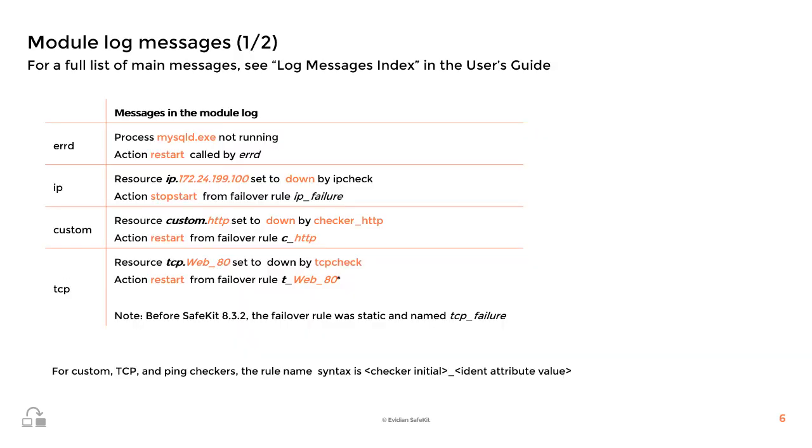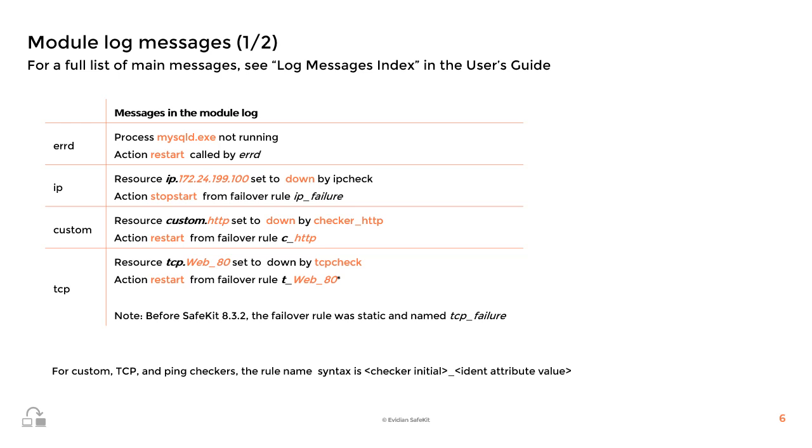Let's consider now some main module log messages. For a full list of messages, please refer to the Log Messages index in the user's guide. In the module log, you will encounter various types of messages emitted upon error detection by checkers, along with the actions triggered to solve the error. For instance, the process monitoring message issued by AirD indicates that the process MySQLD.exe was not running. Consequently, an action restart was initiated by AirD to restart the application.